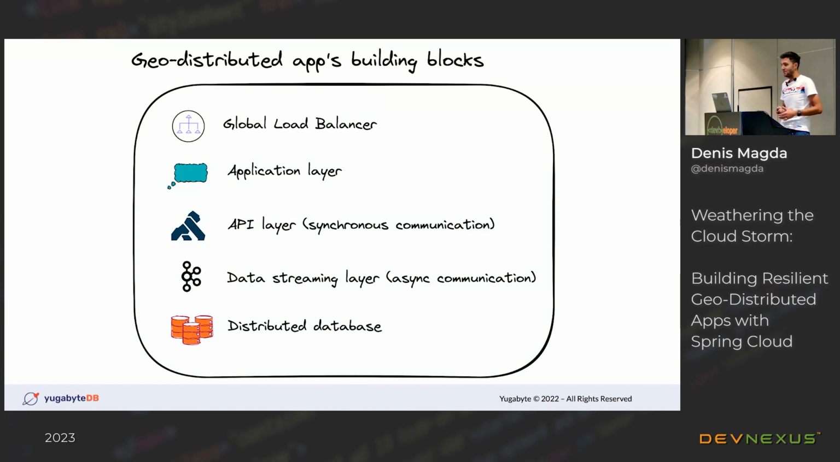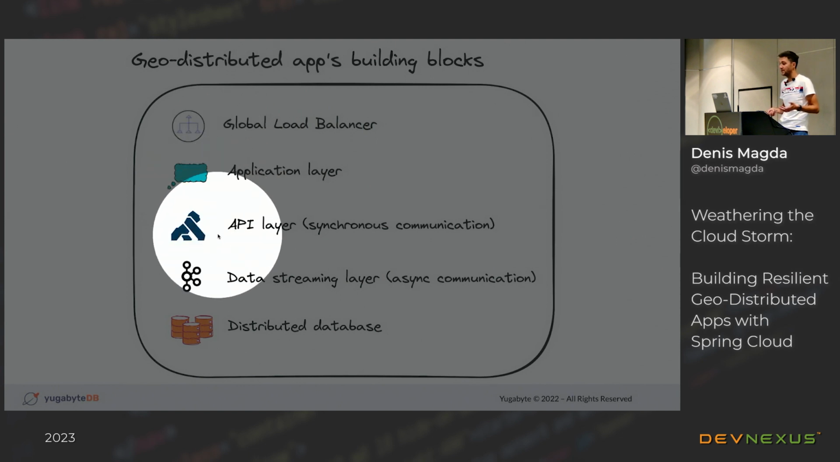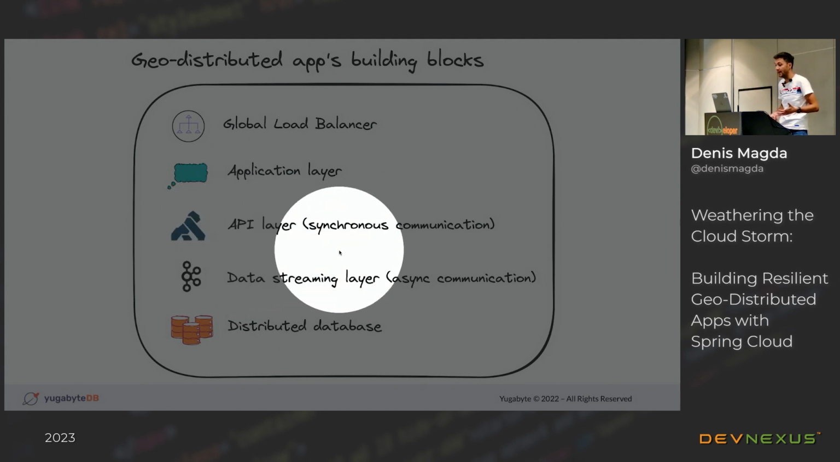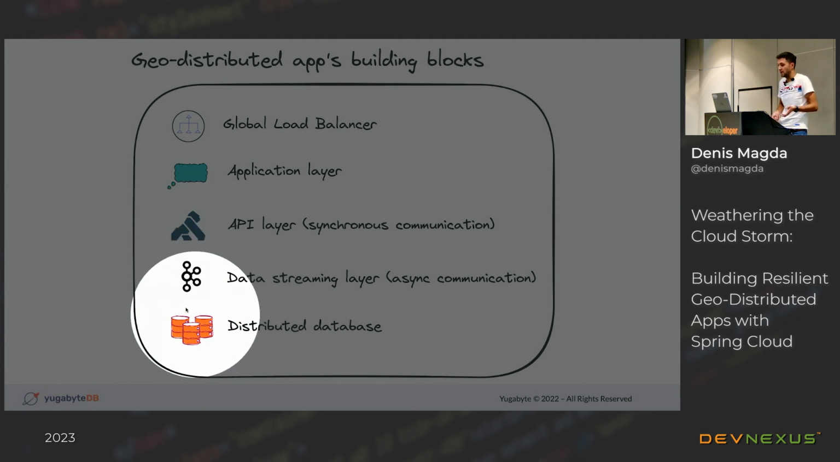Talking about the geo-distributed applications building blocks. Generally speaking, there is not much difference between geo-distributed applications and regular applications. By regular applications, I assume applications that run within a single zone, within a single region. Same as a regular application, a geo-distributed application might have a load balancer. It will certainly have an application layer, your backend and front-end logic. It might have some API layer that is used by different third-party integrations. It can have a data streaming layer if your application nodes need to stream different changes, and certainly you need to have the database.